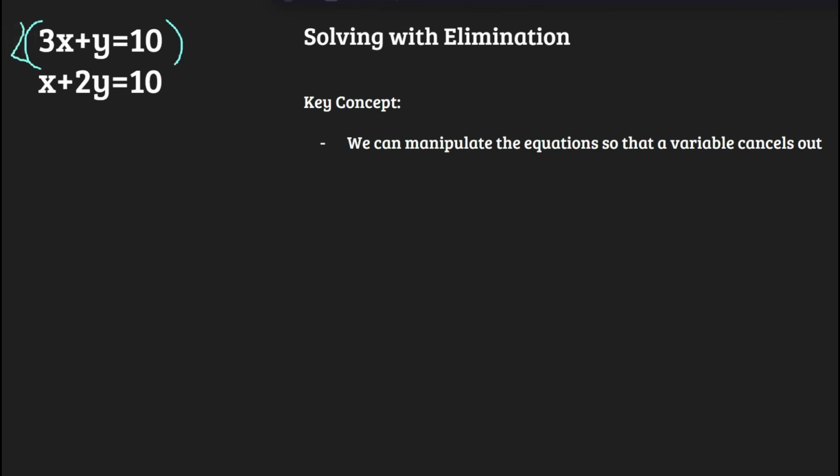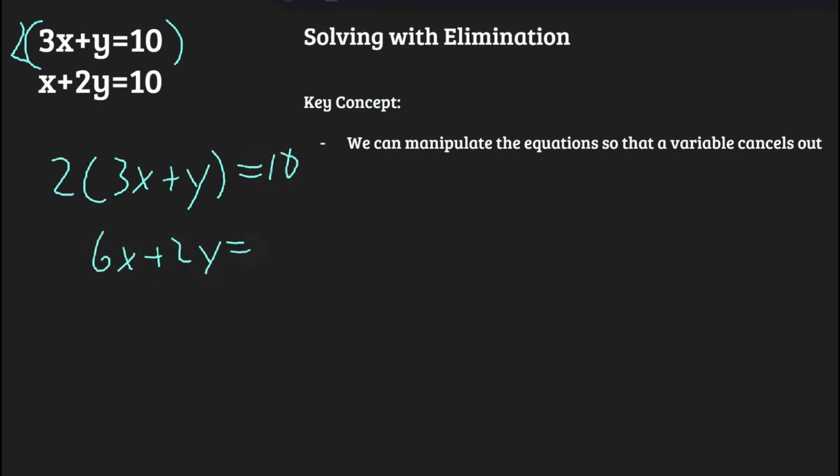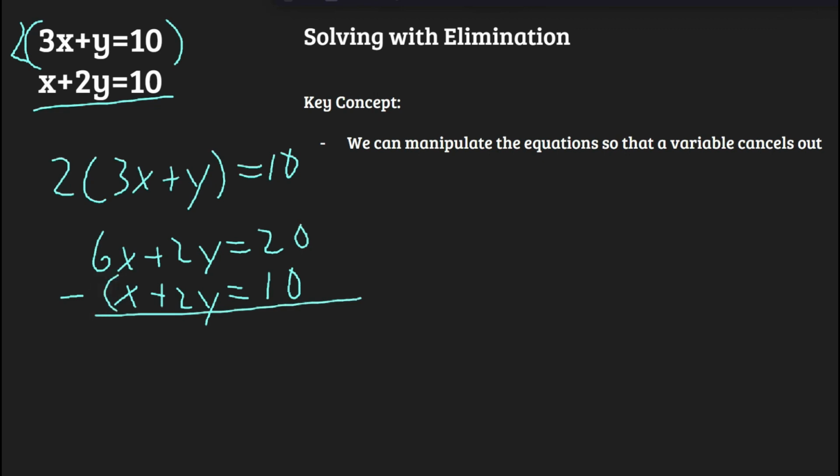You can't see that very well, but you'll see here. So I'll multiply 2 times 3x plus y is equal to 10, and I'll get 6x plus 2y is equal to 20. And then I can write the second equation underneath it, and I'll get x plus 2y is equal to 10. I'll subtract the second equation from that first equation.